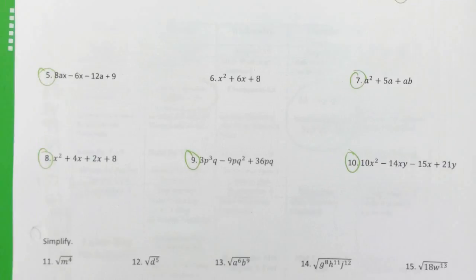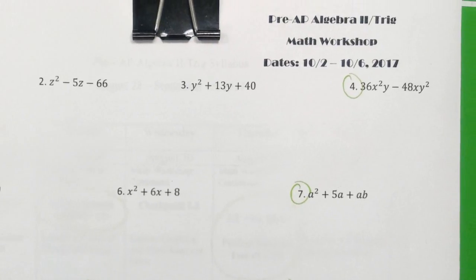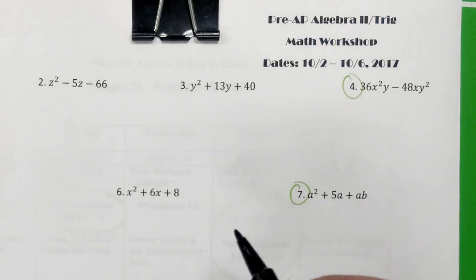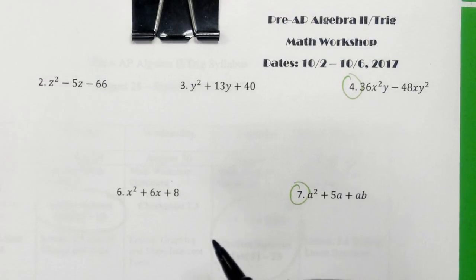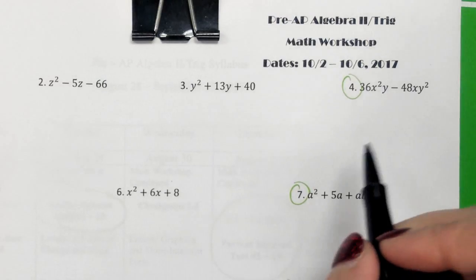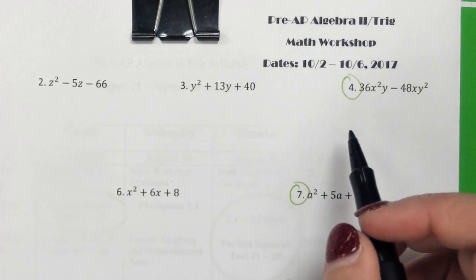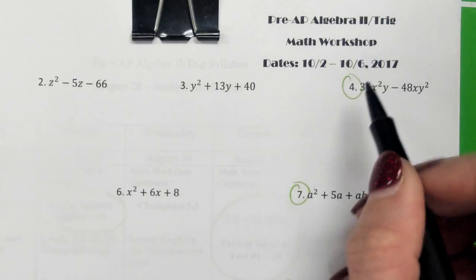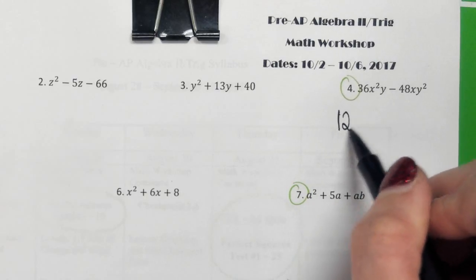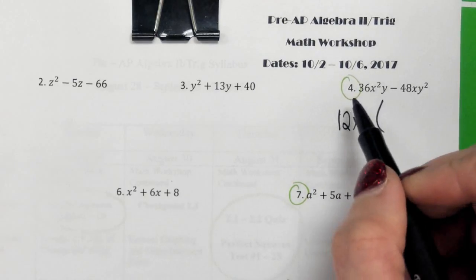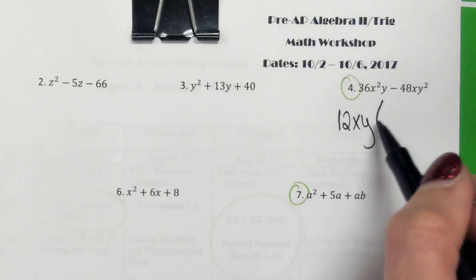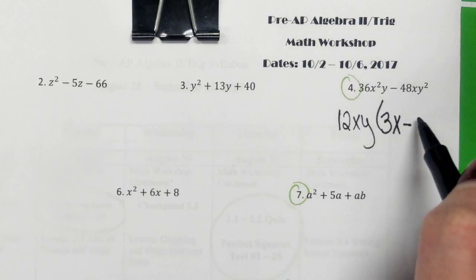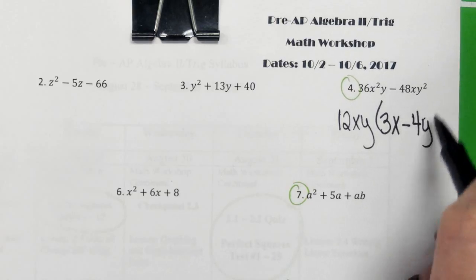Alright, here we go. Let's look at number 4. How many terms does number 4 have, guys? 2. So what do we do when we have 2 terms? GCF, which is 12 what? 12's not the only thing. 12xy. Beautiful. Alright, so what's 36 divided by 12? 3x minus, what's 48 divided by 12? 4, and then y. Very good.